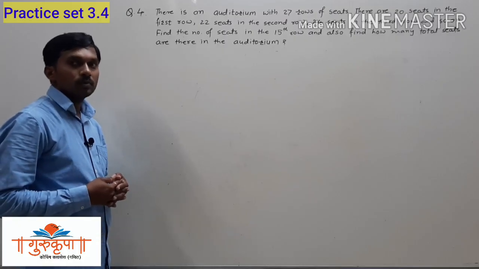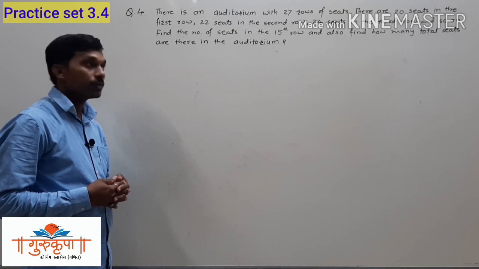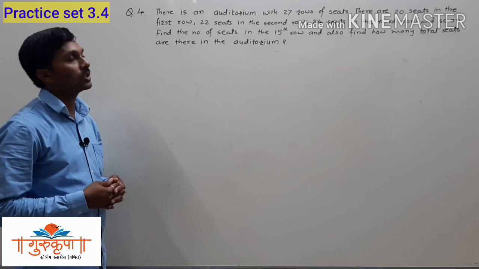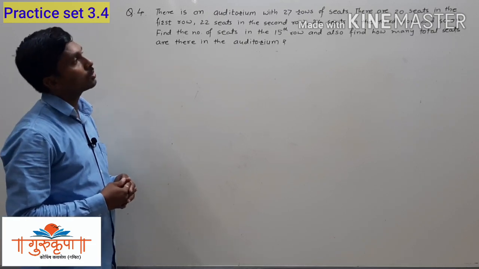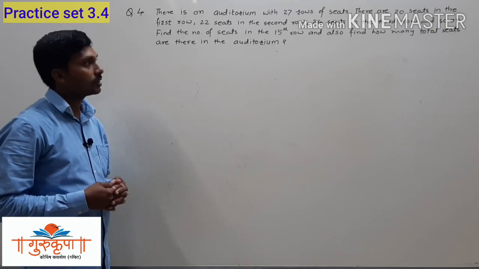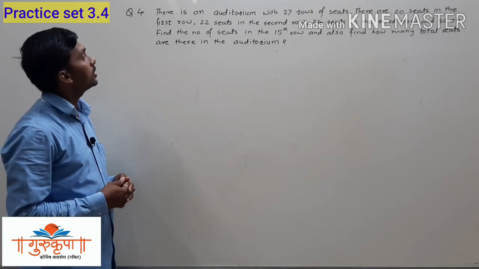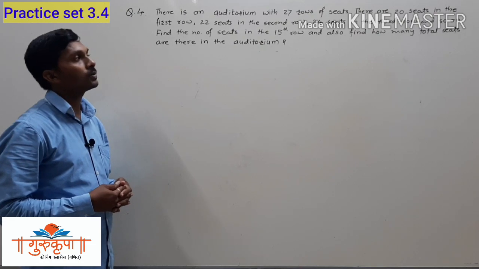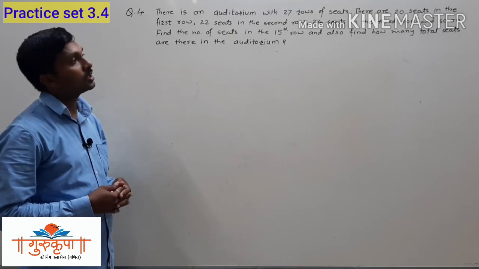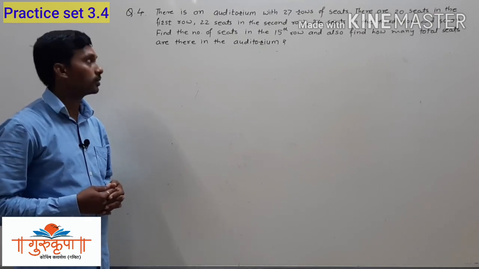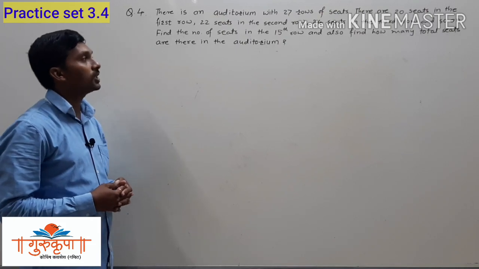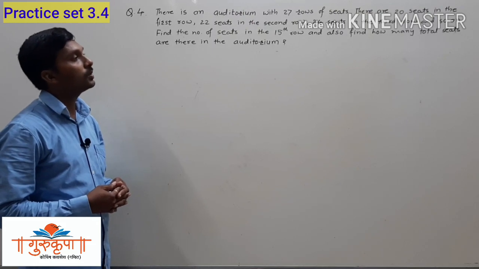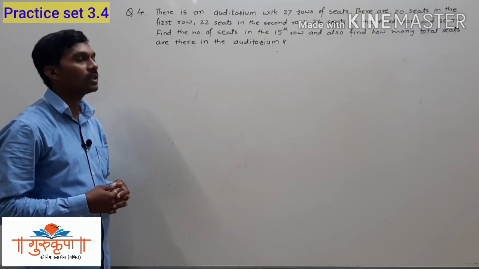Example number 4 from practice set 3.4. The question is, there is an auditorium with 27 rows of seats. There are 20 seats in the first row, 22 seats in the second row, 24 seats in the third row, and so on. Find the number of seats in the 15th row and also find how many total seats are there in the auditorium.